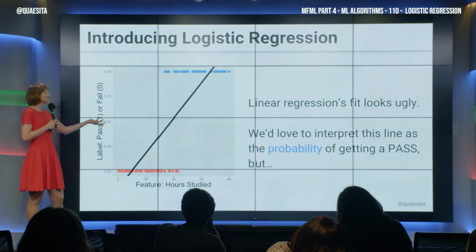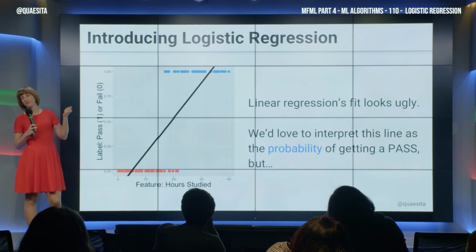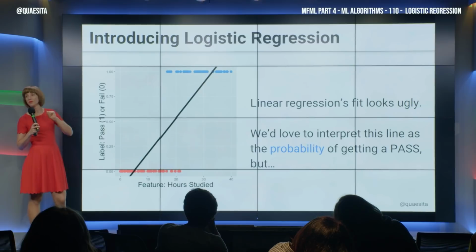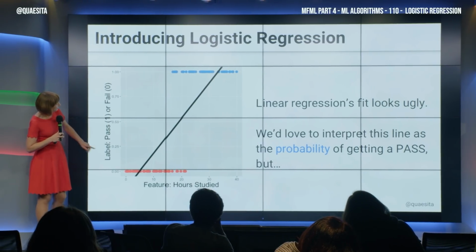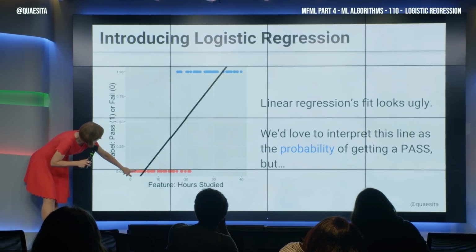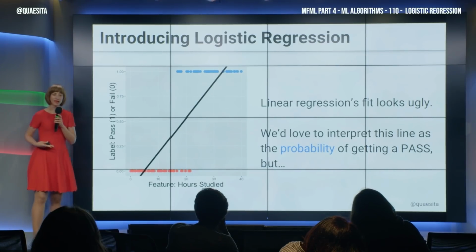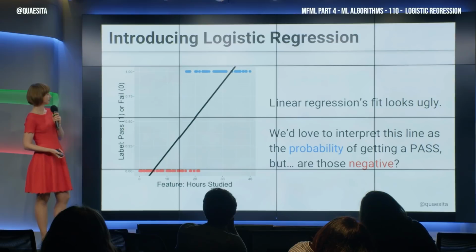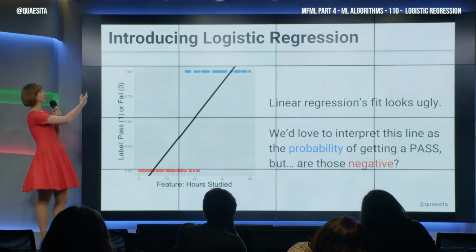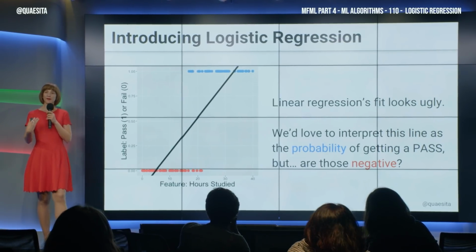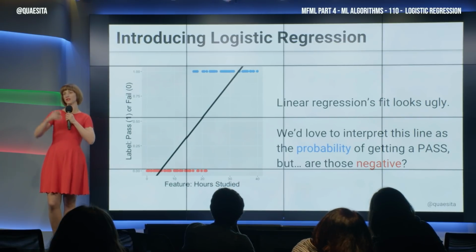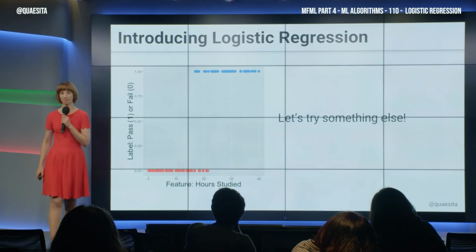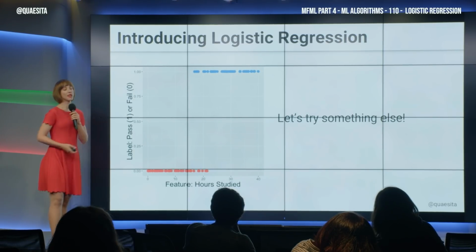Now, we would love to interpret this as a probability. We've seen already in that previous section that it's nice to get probabilities as output. But let's read. If I study for 2 hours, I have what? A negative probability of passing? That doesn't even make any sense. Probabilities can't be negative or more than 100%. So if I insist on getting a result between 0 and 100, I'd better try something else. So here's what we're going to do. Logistic regression.